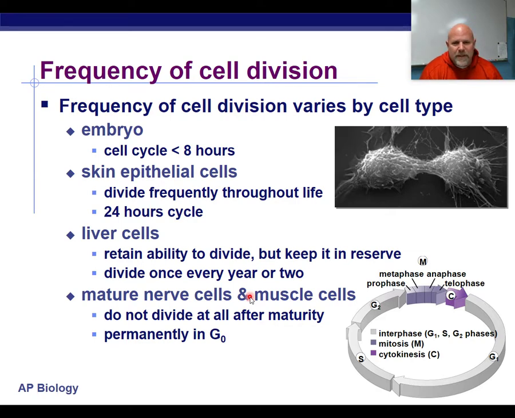So when there's damage, they will come out of G0 and repair the damage and then go back into G0. And the final set of cells we have pretty much stay in G0 once you reach your adult form. So our nerve cells and our muscle cells really don't divide once they've reached their maximum size.